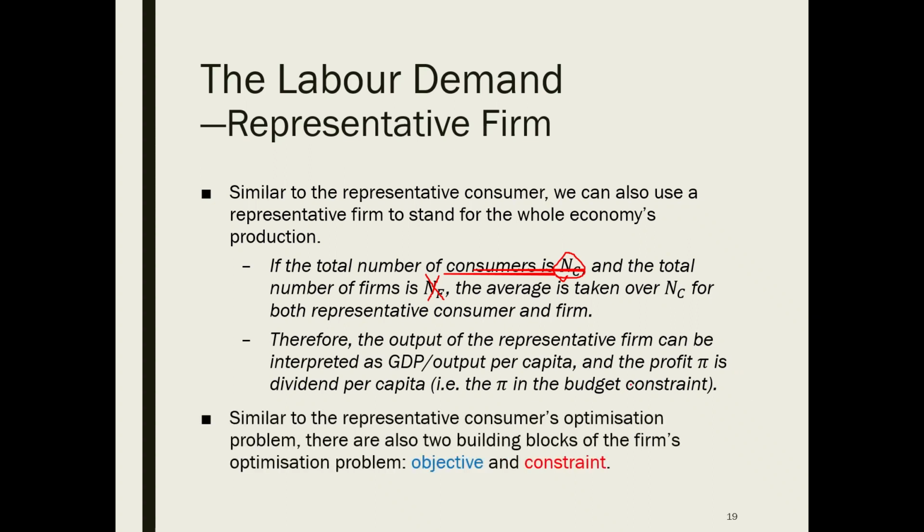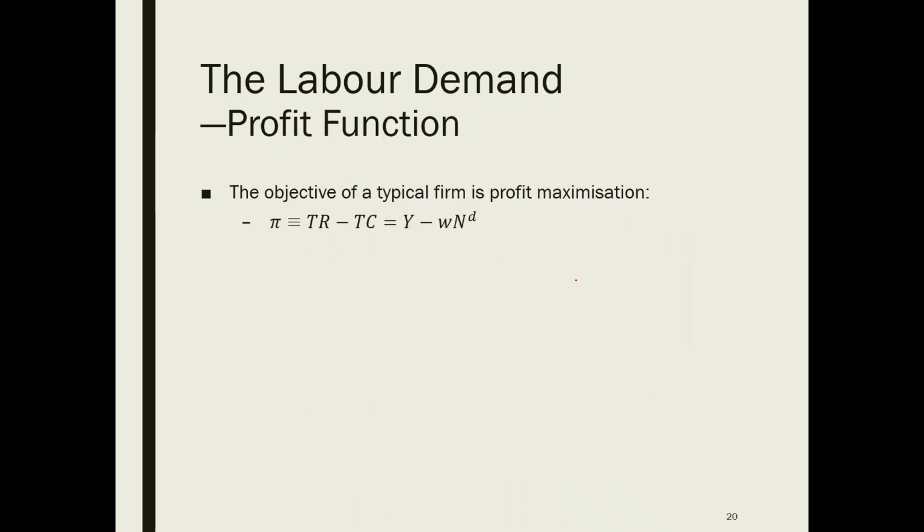Also similar to the consumer's problem, the firm's problem has two building blocks, the objective and the constraint. The objective of the representative firm is the profit, which is defined as the total revenue minus total cost. Since output is the numeraire, the price is 1. So the total revenue is just equal to 1 multiplied by the output, Y. The total cost is the labor cost, wage W multiplied by labor demand, N^D.